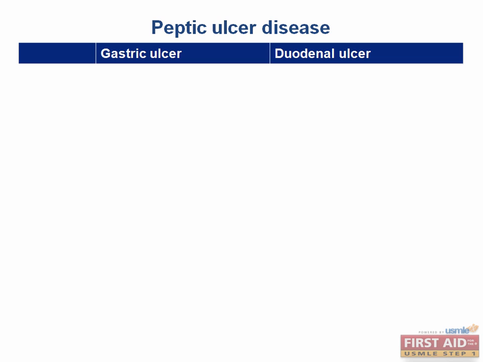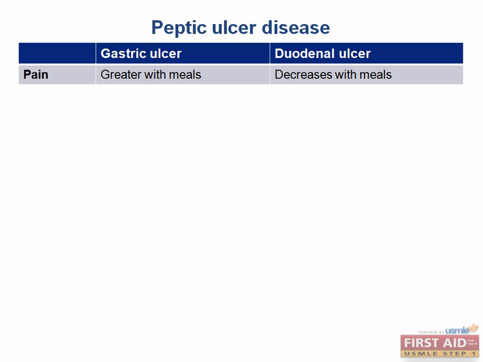Peptic ulcer disease involves an actual erosion of the GI lining. Whereas gastritis is inflammation of the mucosa, peptic ulcer disease has a true erosion of tissue. The two forms we'll mention are gastric ulcer and duodenal ulcer. In gastric ulcers, the pain is greater with meals. G is for greater. In duodenal ulcers, the pain decreases with meals.